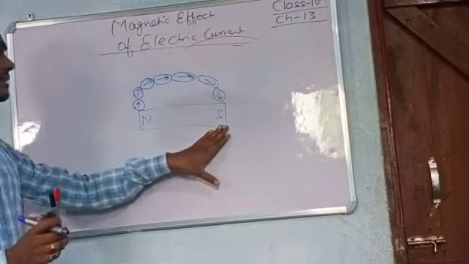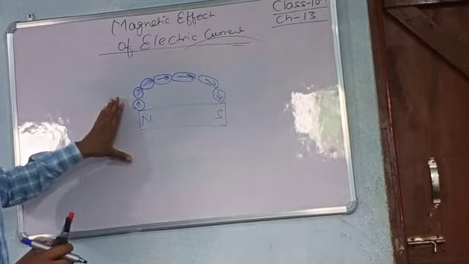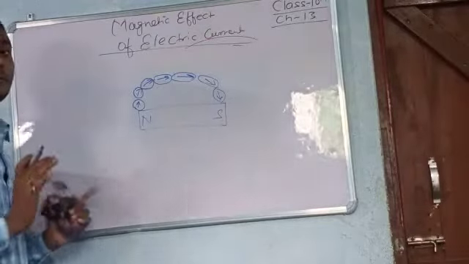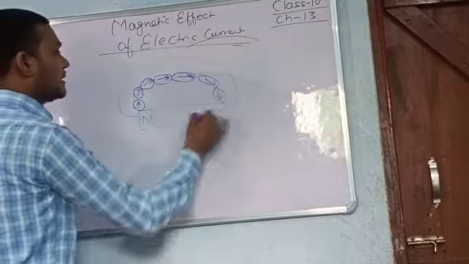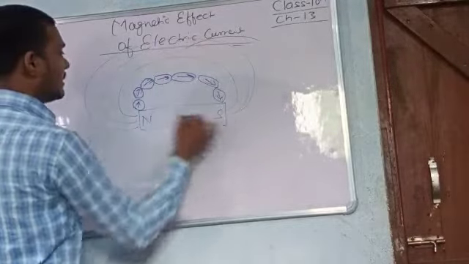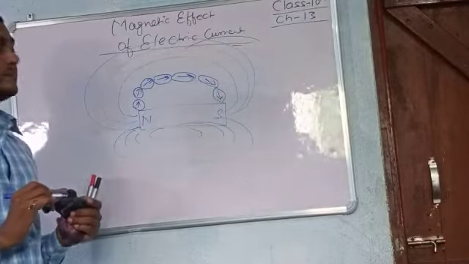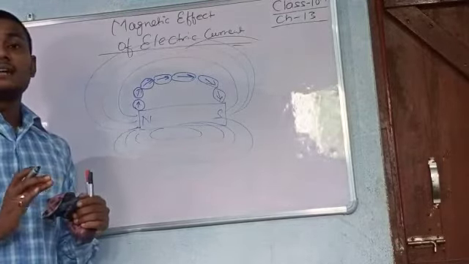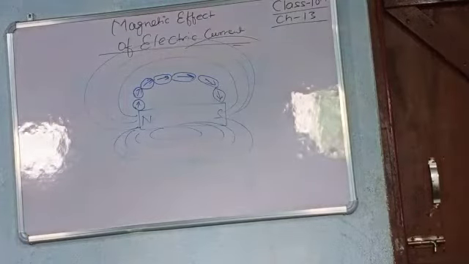First thing, these magnetic field lines are closed curves. The second most important thing is that these magnetic field lines never intersect each other. So magnetic field lines are closed curves, they start from the north pole and end at the south pole, and they never intersect. This is all about the introduction part of magnets. We need to understand it.